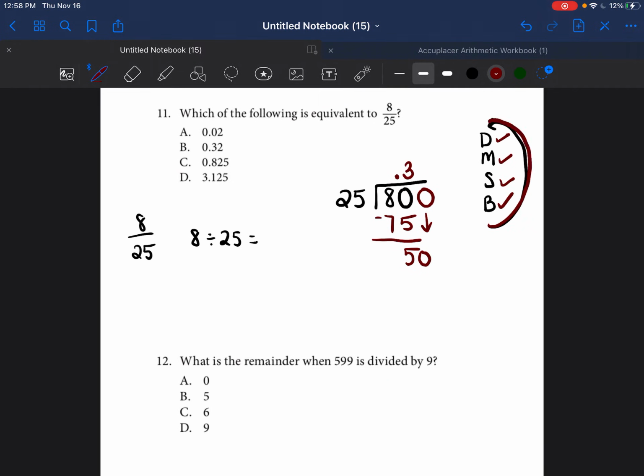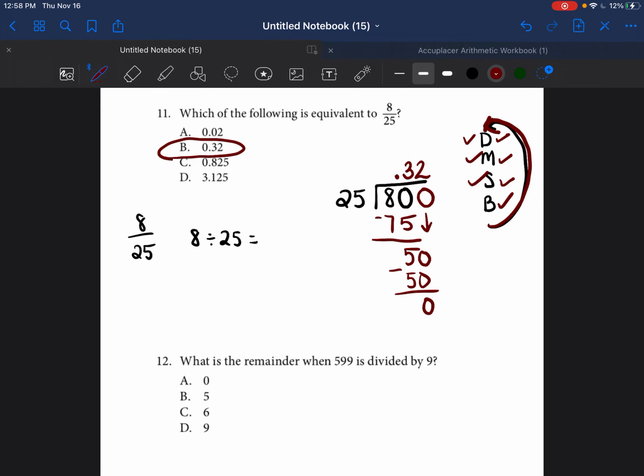We bring down and let's start this all over again. We're going to divide 25 into 50. That's 2. Then we're going to multiply. 2 times 25 is 50. Good. Then we're going to subtract. 50 minus 50 is 0. And we're left with the remainder of 0, so we don't have to go any further. So 8 over 25 is equivalent to 0.32, which the answer is going to be B.